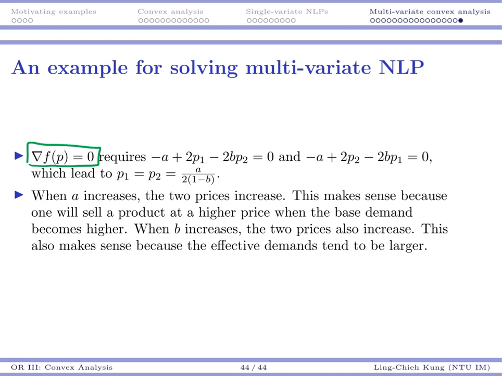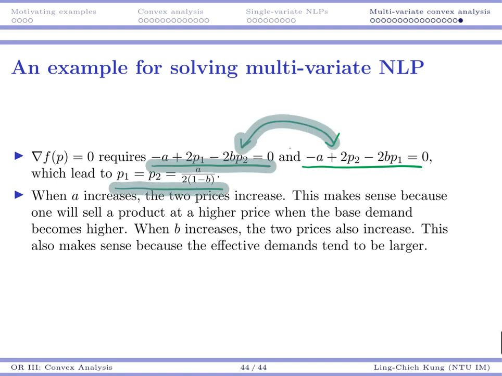So the gradient would be 0, and that means we need to have this one and that one. Technically, what we need is that our gradient of negative f should be 0, but it has no impact, because whether you have the negation there is useless if you are talking about equaling to 0. So we need to again solve some 2x2 systems. And then very quickly, if you solve these two systems, you would see your P1 and P2 must be A over 2 times 1 minus B.